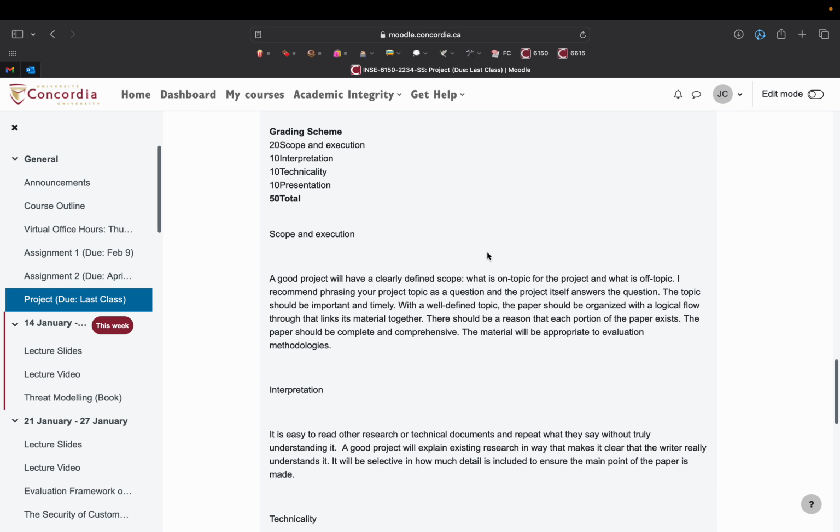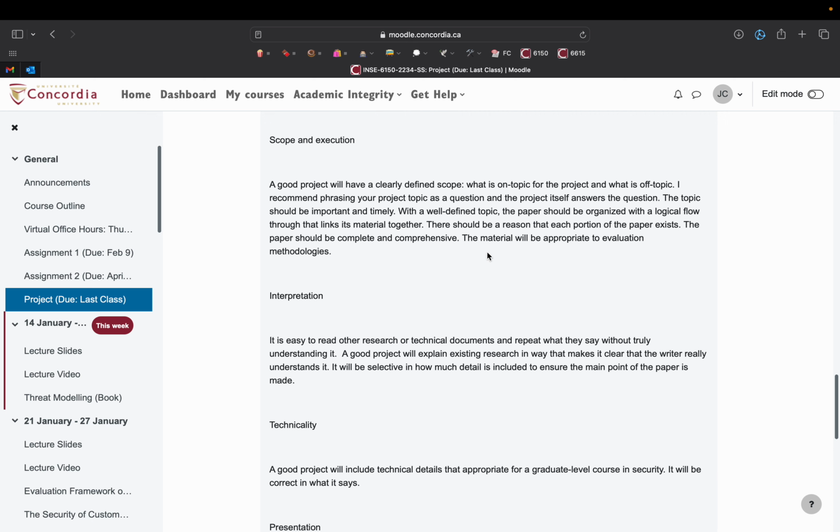Okay, so the grading will be out of 50. The formatting here is weird. I'll try and fix that. But it's sort of broken into 4 categories. So the first I call scope and execution.